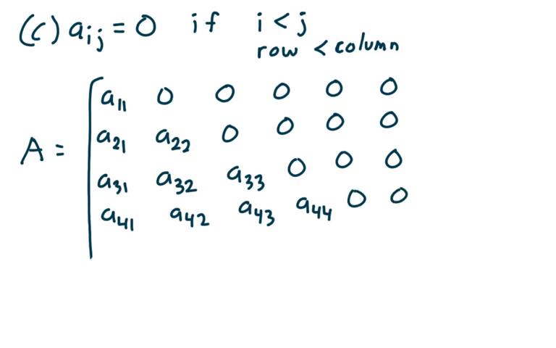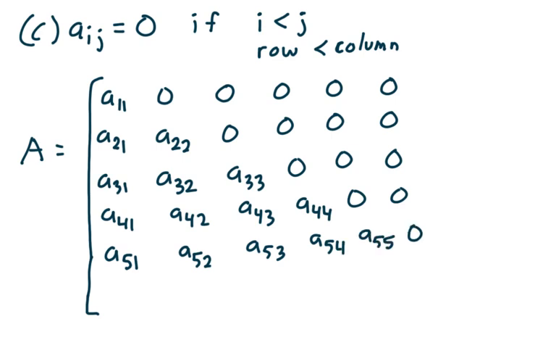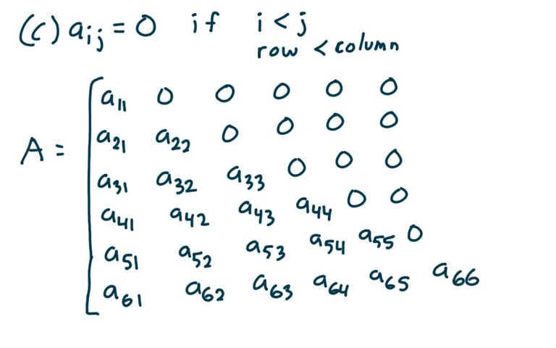Okay, we can extend this a little bit further. Then I'm going to go A51, A52, A53, A54, A55, 0. Okay, and then lastly, we're going to do A61, A62, A63, A64, A65, A66.